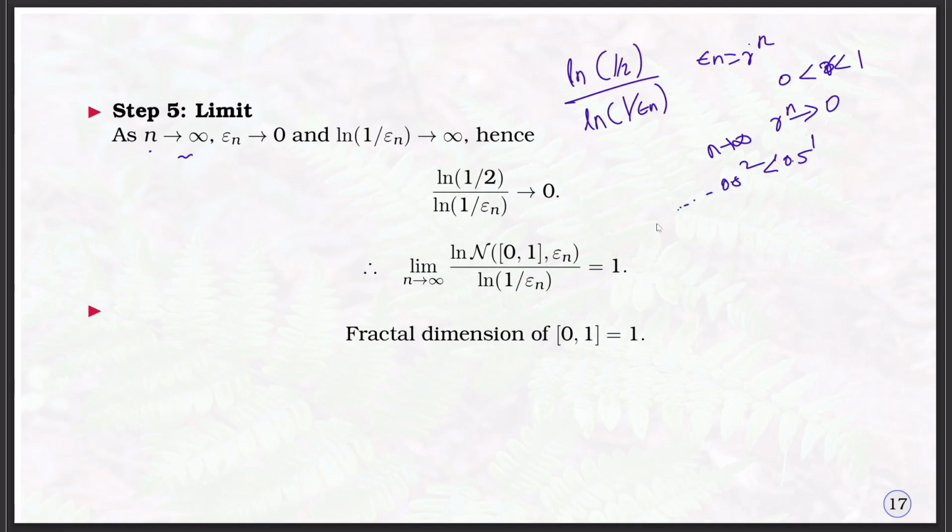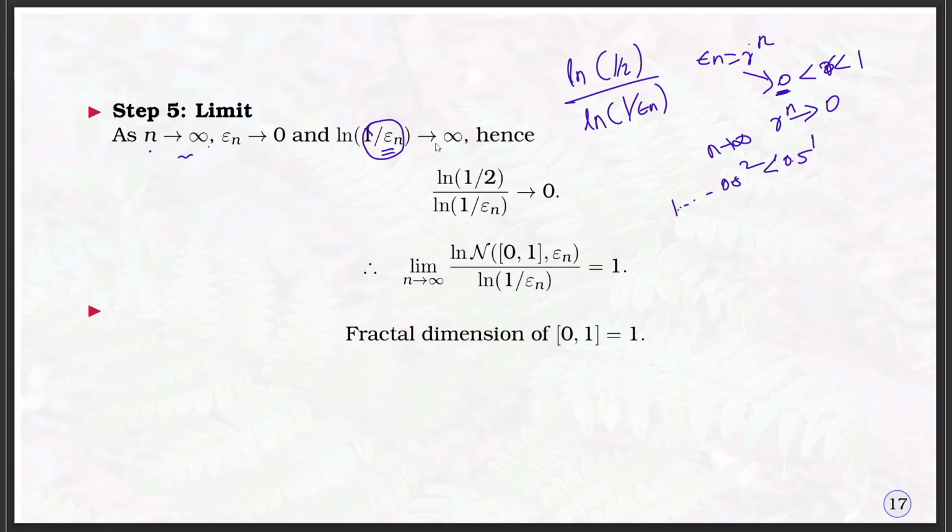This is a decreasing sequence bounded below by 0, so it converges to the number 0. So, as n tends to infinity, epsilon n tends to 0. In that sense, 1 over epsilon tends to 0. If the denominator tends to 0, then ln of 1 over epsilon n tends to infinity, because this will get larger and larger. Therefore, the ln of this large quantity diverges to infinity.